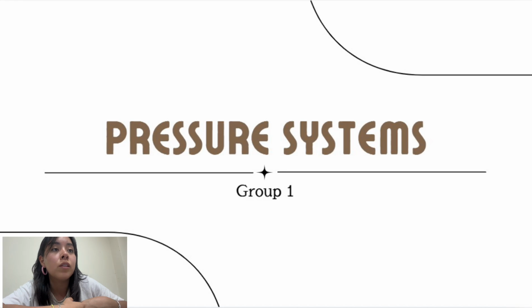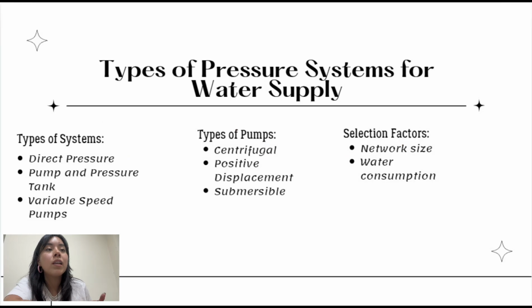And today we are going to talk about pressure systems for water supply. To start, we need to know that these systems help bring water to buildings in an efficient way. The first system is the direct pressure system.